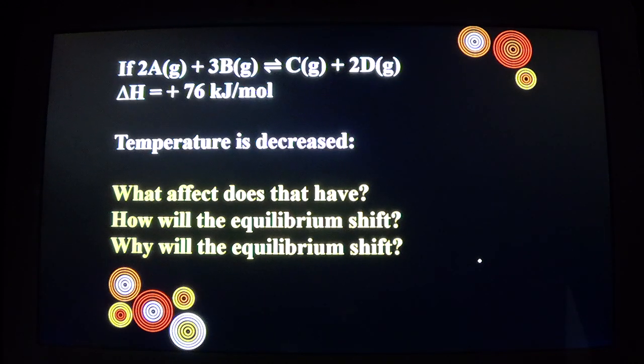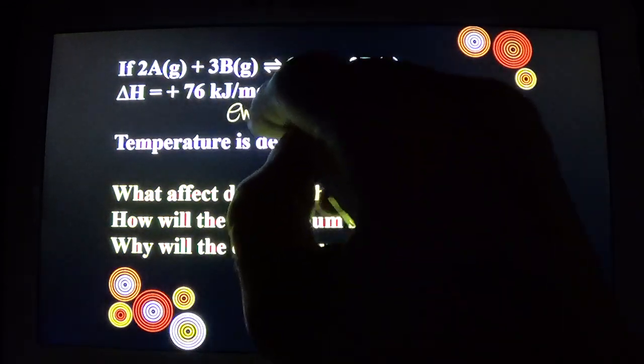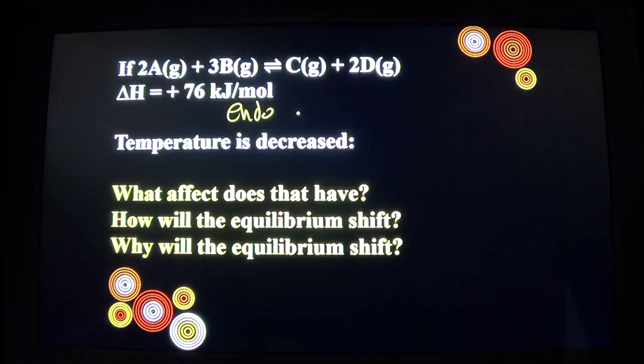What's the positive delta H enthalpy tell us? Please tell me, it tells us endothermic. Now, as you've already witnessed, my brain flips things way too easy, and so I need to guard against that. And I'm glad I've been catching it all along, which is why I like those little tricks of things lining up. But it's going to be endothermic.